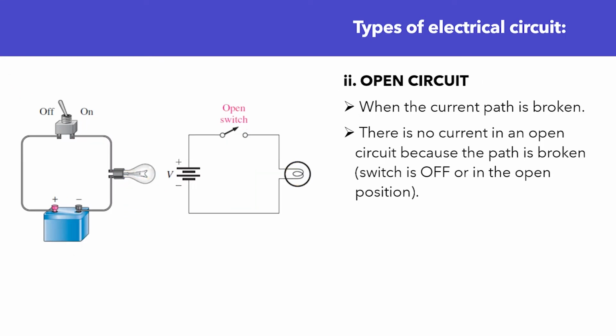Okay. Look into the second type of electrical circuit, open circuit. An open circuit is when the current path is broken. There is no current in an open circuit because the path is broken. The switch is off or in the open position. Okay, we switch off. So our circuit here is in the open position. So this path is open. So there's no current flow in this circuit.